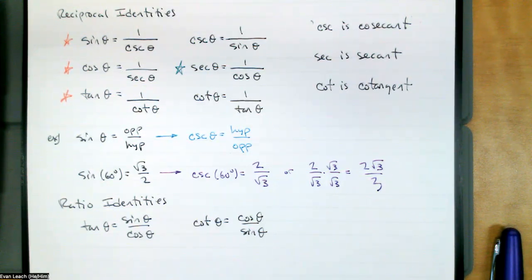So in the category of ratio identities, we have tangent of theta is sine theta over cosine of theta. You just got to remember that sine goes on top. We're almost never going to need cotangent. It's cosine over sine, especially once we get out of trigonometry. But cotangent has cosine on top, so that'll help you remember that tangent is the other one. Tangent is sine over cosine.